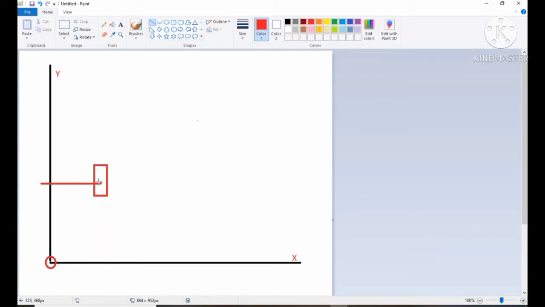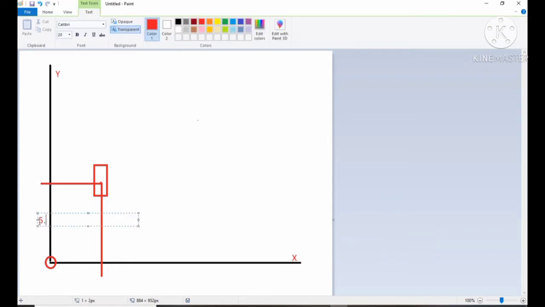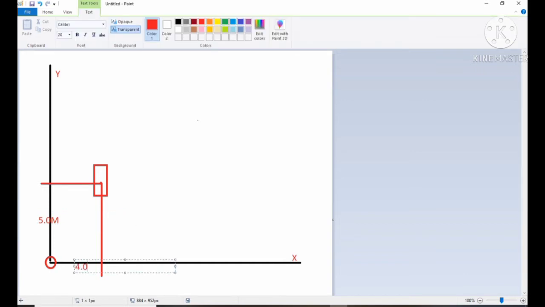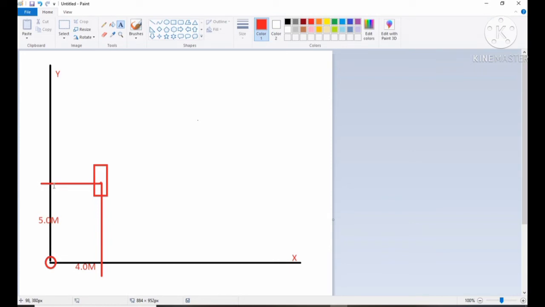Suppose this distance is 5 meters on the y-axis, and the distance on the x-axis is 4 meters. We just have to measure that distance and write it there. Suppose this column is C1, then we write on the y-axis C1 5 meters, and on the x-axis C1 4 meters. This is the very simple concept of the coordinate system behind the center line plans and the column footing layout.